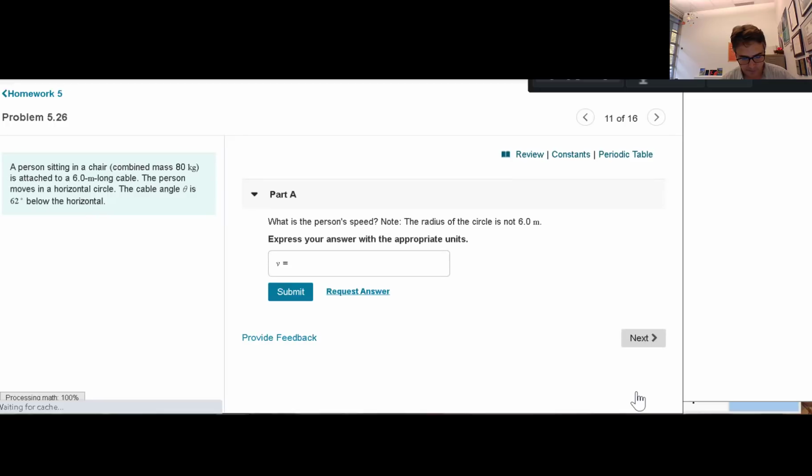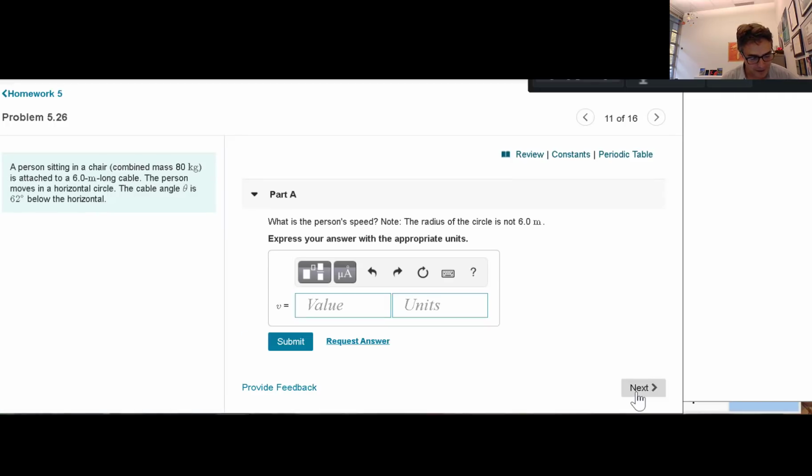Okay, we're getting through it. 11 out of 16. Problem 5.26. A person sitting in a chair, combined mass 80 kilograms, is attached to a 6 meter long cable. The person moves in a horizontal circle. The cable angle theta is 62 degrees below the horizontal. What is the person's speed? Note the radius of the circle is not 6 meters.